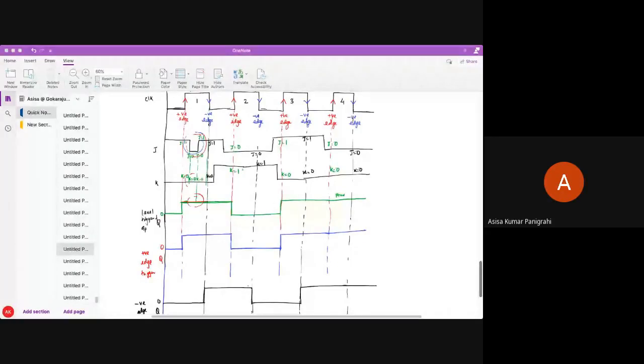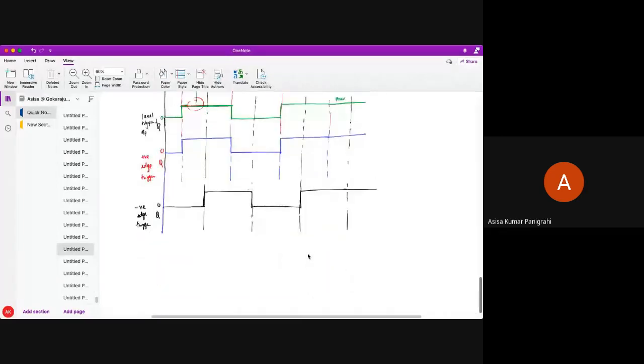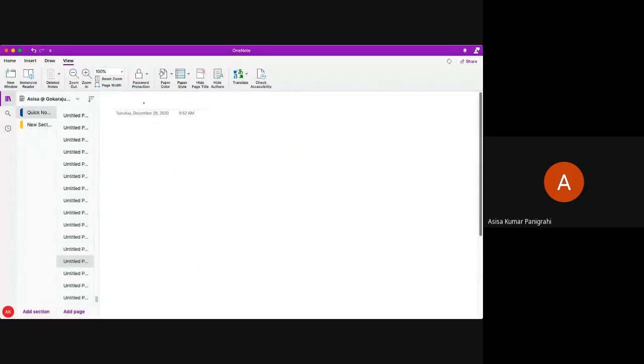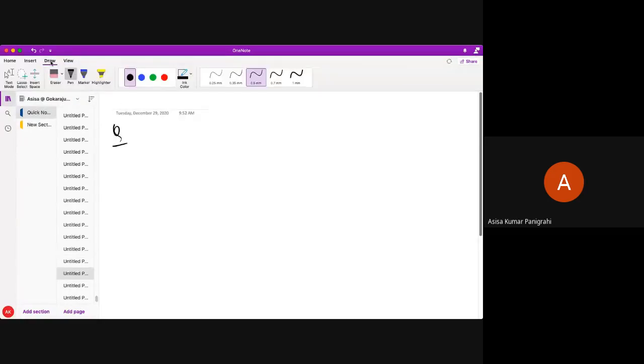Okay, good. So now, similarly for the D flip-flop, I'm going to tell you about the timing diagram. In the D flip-flop, what you need to do is draw the timing diagram of the D flip-flop. So the D flip-flop I'm going to design. This is my D flip-flop. This is my clock pulse.